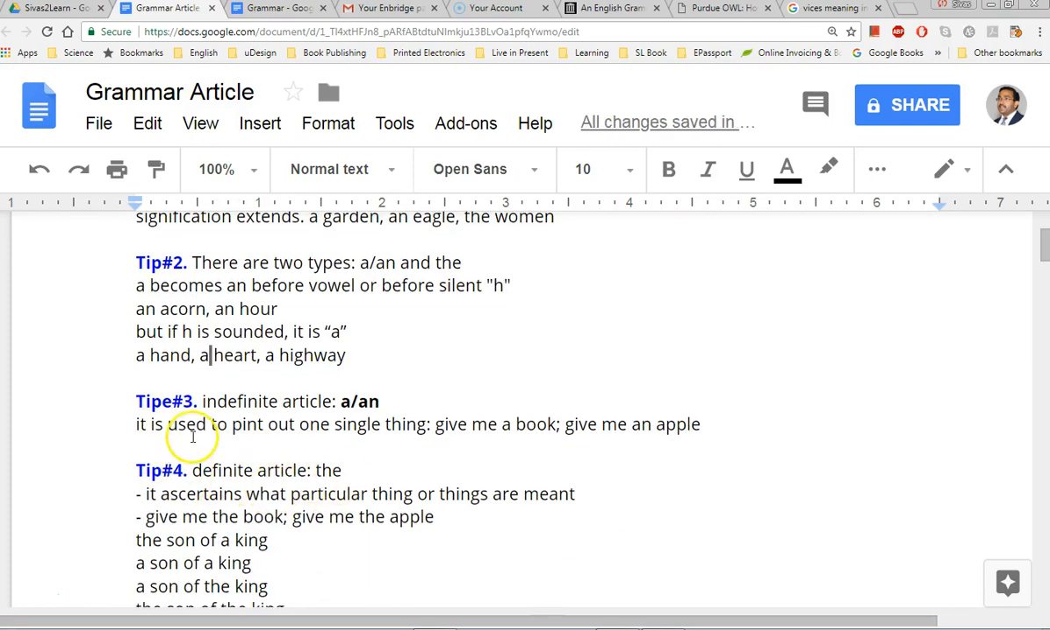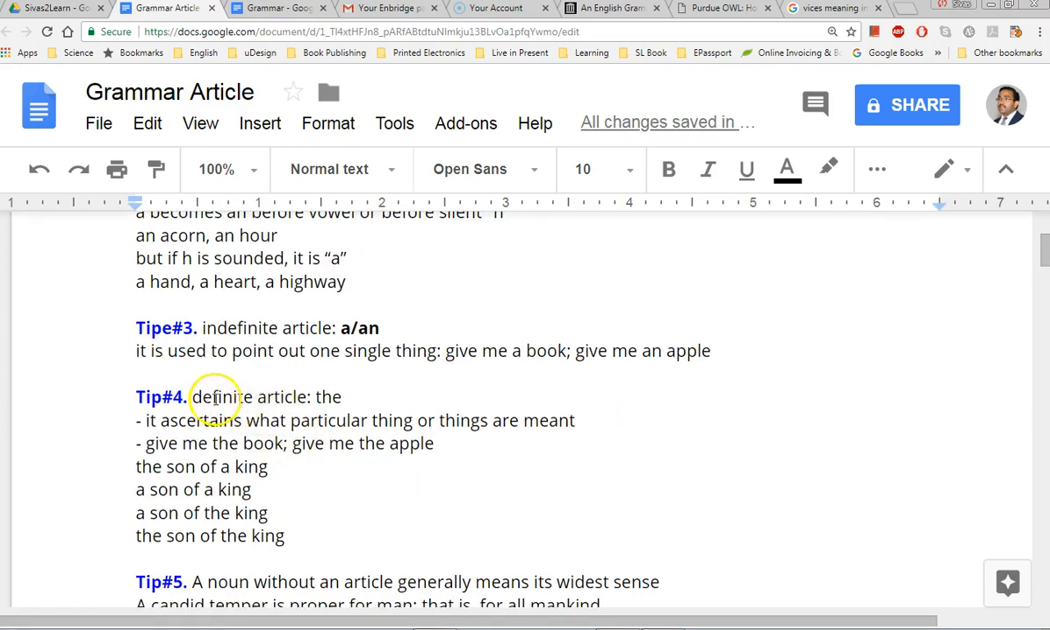So tip number three: a and an are called indefinite articles. They are used to point out one single thing. Give me a book. Give me an apple. On the other hand, the is considered the definite article. It ascertains what particular thing or things are meant when you talk. Give me the book. At this time, you know the book you are talking about. Give me the apple. So you know the apple you are talking about.